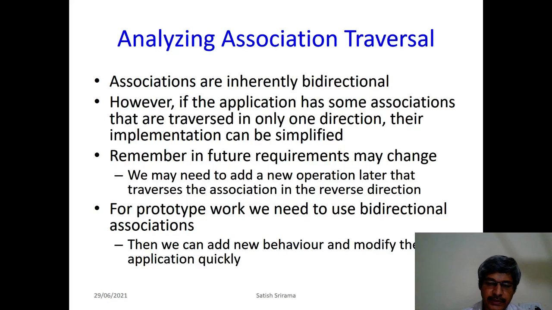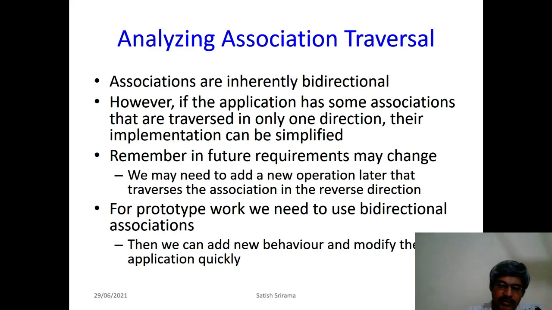First, we have to analyze the association traversal directions. Let us look at that. Associations are inherently bidirectional. However, if the application has some associations that are traversed in only one direction, then their implementation can be very simple. Usually associations are bidirectional, so they can be traversed in any direction. But if the traversal is only in one direction, then the implementation is easy. We will see that in the next slide.